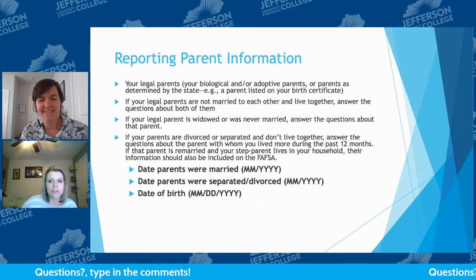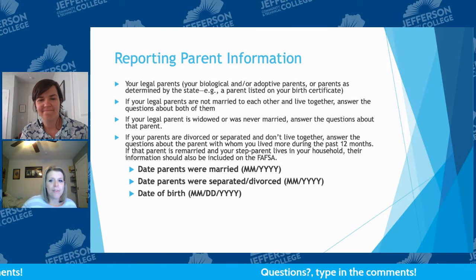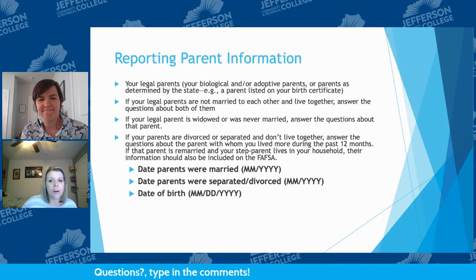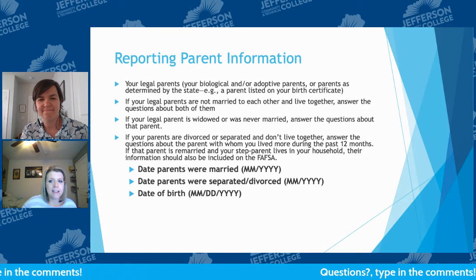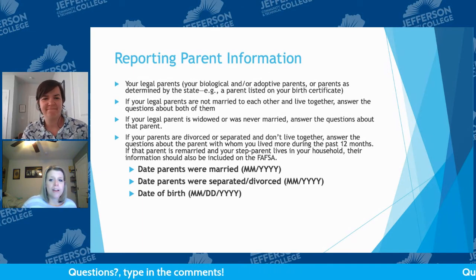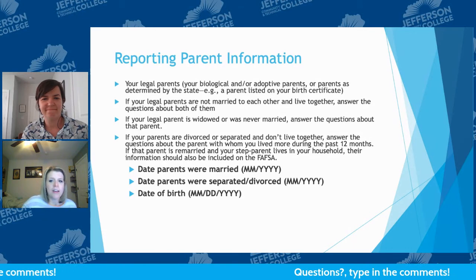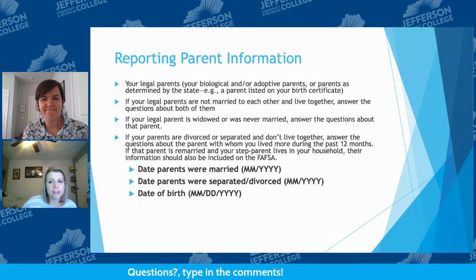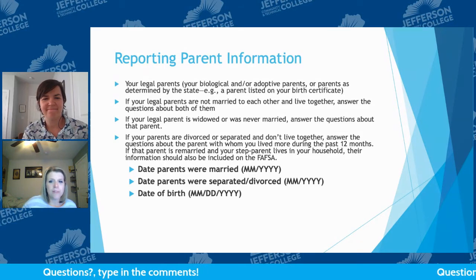If you are a dependent student and need to report parental information, the information on this slide can be helpful. You should be reporting your legal parent, which are usually biological or adoptive parents or parents awarded by the state. These types of parents are usually the ones listed on your birth certificate. If parents are not married but living together, you would enter both parents' information. If a legal parent is widowed or was never married, you would only enter that single parent's information.